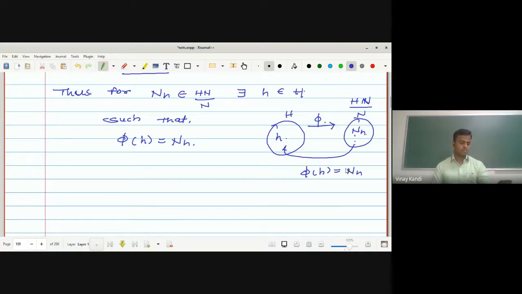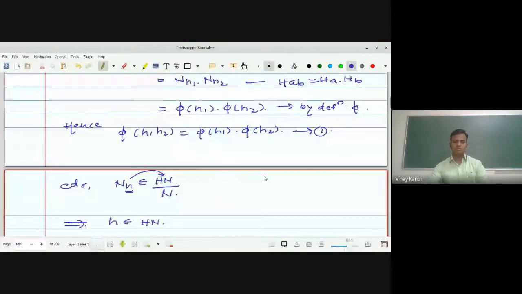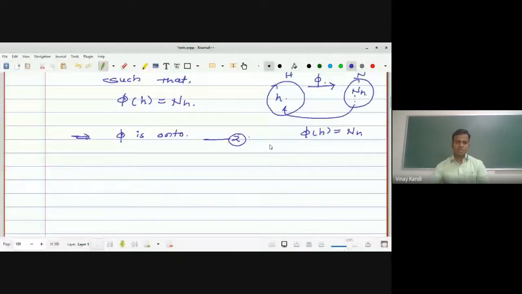So this implies phi is onto. Any doubts up to here? In the first one, we proved the homomorphism condition. In the second one, we proved the onto condition. Now, what is the kernel of phi? By the definition of kernel of phi.